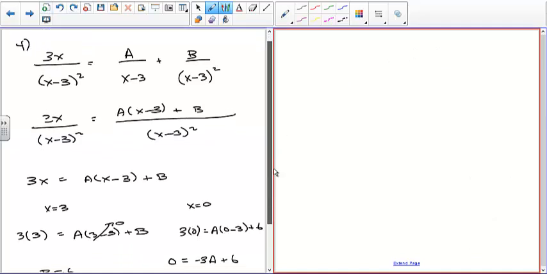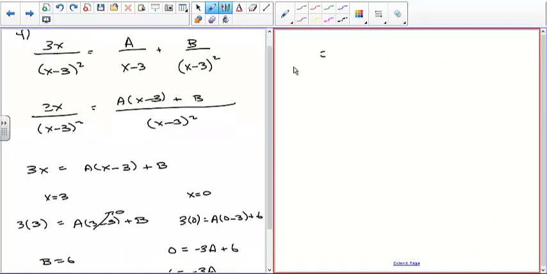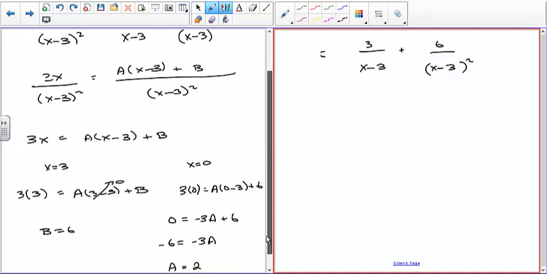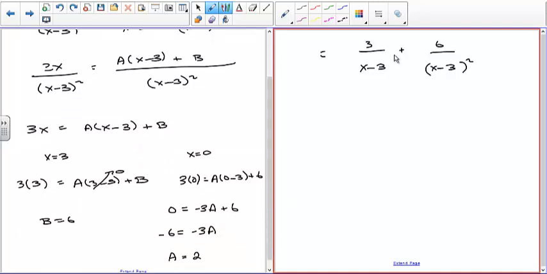And then you take those two values that you just calculated. Actually, a is 2. I don't know where I got 3 from. A is 2, and b is 6. Okay.